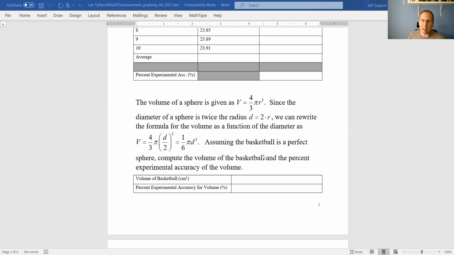So assuming that the basketball is a sphere, I want you to compute the volume of the basketball. So you're going to use this equation, the one that involves the diameter, because you have your average diameter here. You're just going to plug in that value. That'll give you the volume. And then I want you to compute the percent experimental accuracy for the volume. So again, let me go back to the iPad for a second.